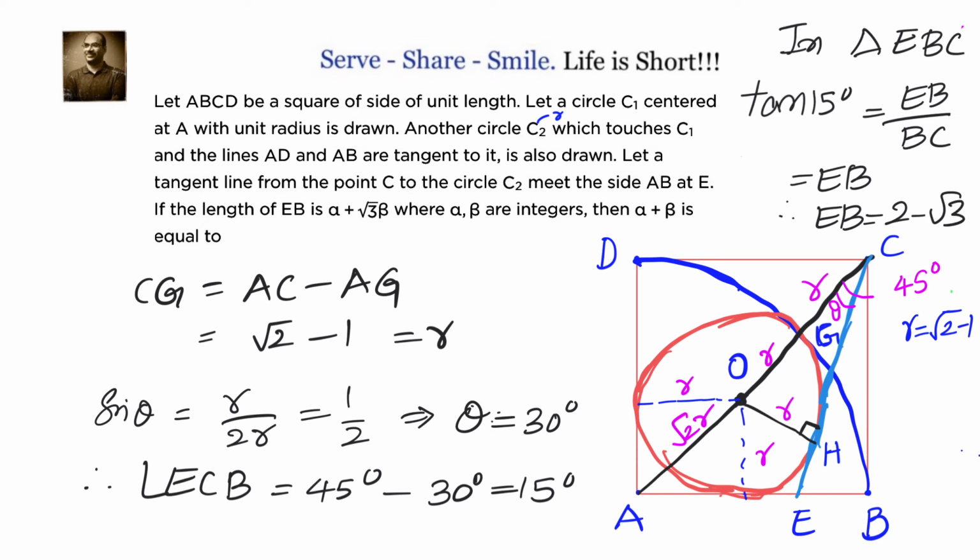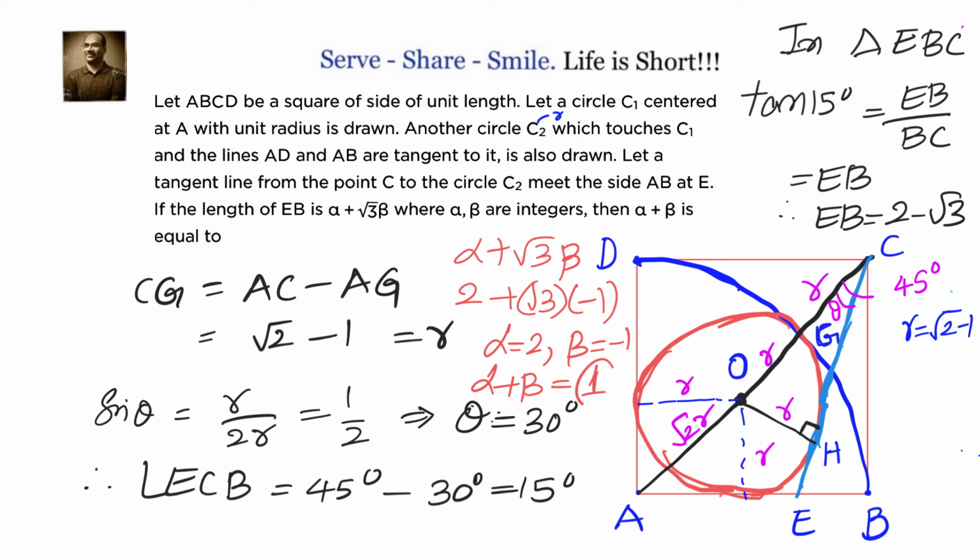So tan 15 value is 2 minus root 3. We can check that also by using the tan of A minus B formula, where you keep A equals 45 and B equals 30 degrees and simplify that. You get tan 15 is 2 minus root 3. So EB is 2 minus root 3. But we have been given that it is equal to alpha plus root 3 into beta. Comparing, we get alpha equals 2, beta equals minus 1. Therefore, alpha plus beta value is equal to 1.